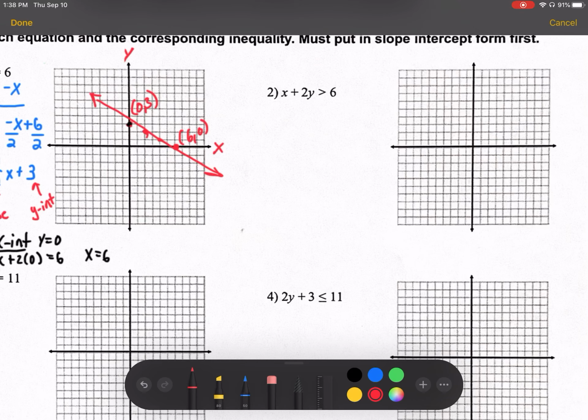All right, so when we're looking at this as an inequality, inequalities are really going to be the same steps, except we have to look at the shading when we're done.